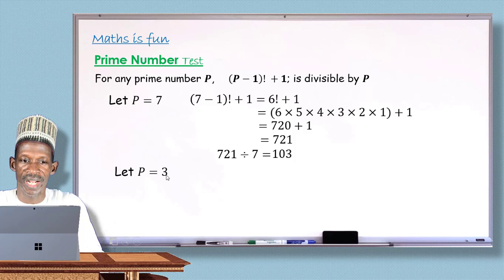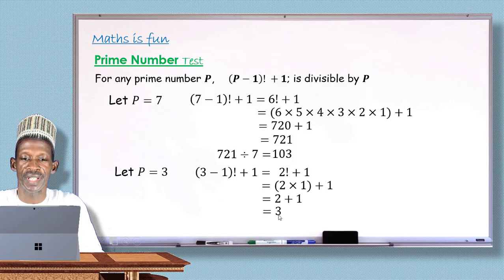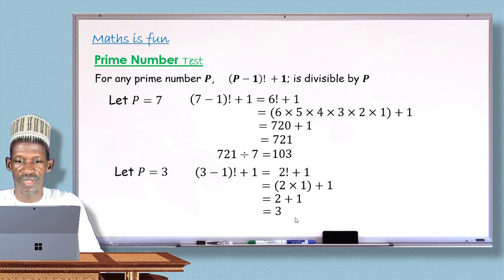We all know 3 is prime. So let me just find what will now be (3 minus 1) factorial plus 1. Let me do that. So I'm going to write (3 minus 1) factorial plus 1. This gives me 2 factorial plus 1, and 2 factorial gives me 2 times 1. Then that result will now be 2 plus 1, and this gives you 3. I tell you this 3 is the result of this (p minus 1) in brackets factorial plus 1. So you can divide this by the prime number that you have used there, which is 3. So 3 is divisible by 3 to get 1, no remainder.